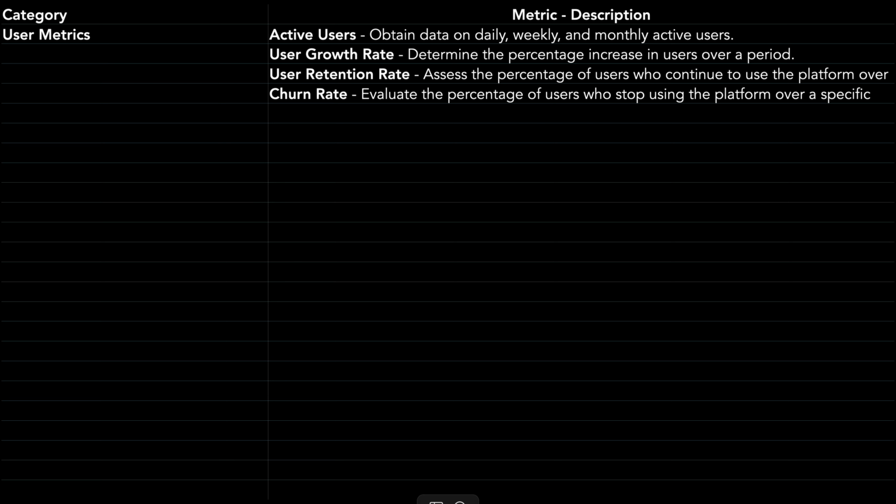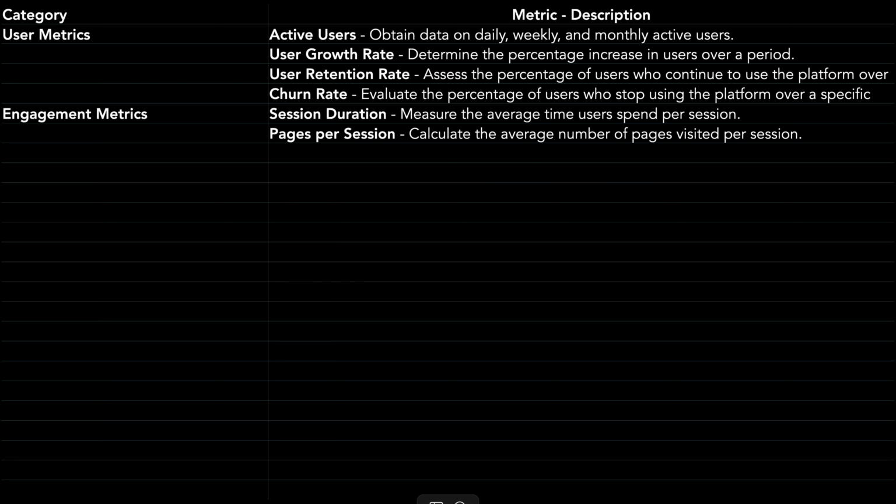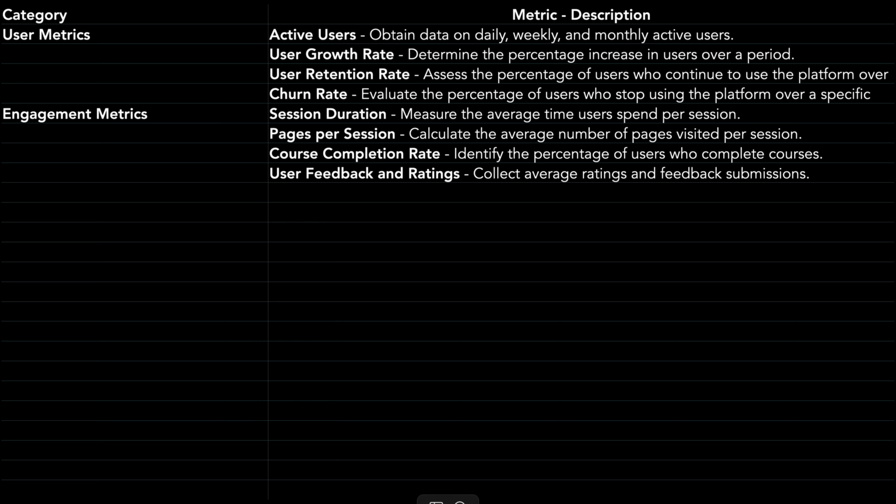And churn rate: evaluate the percentage of users who stop using the platform over a specific period of time. Next is engagement metrics. Session duration, the average time users spend per session. Pages per session, average number of pages visited per session. Course completion rate, percentage of users who completed the course. User feedback and rating, collect average rating and feedback submission.